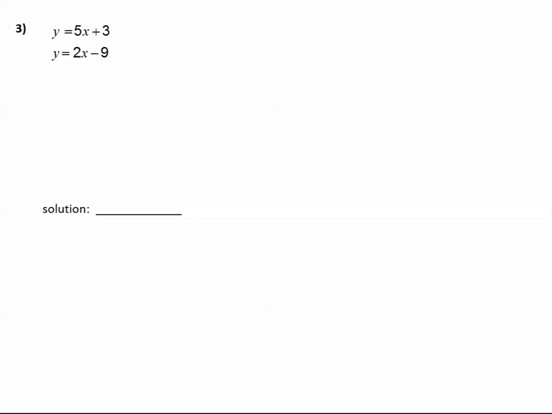Let's take a look at number 3. Notice that they both say y equals. So the first step of isolating one variable is complete. Y is already by itself. Now remember, the solution, which is an ordered pair, is the same values in both equations. So whatever y equals in one equation can get plugged into where the y is in the other equation.